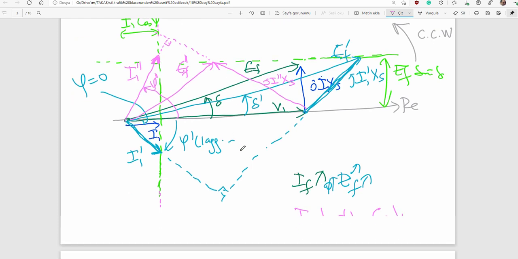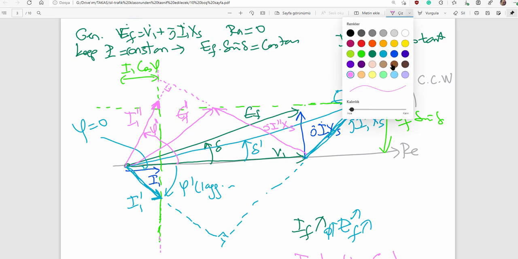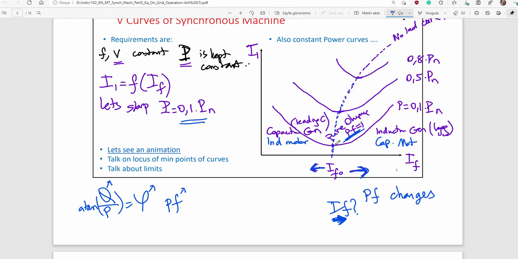What have you observed during these changes? The minimum current in the armature is in ohmic operation, theta. Here it is, minimum current.